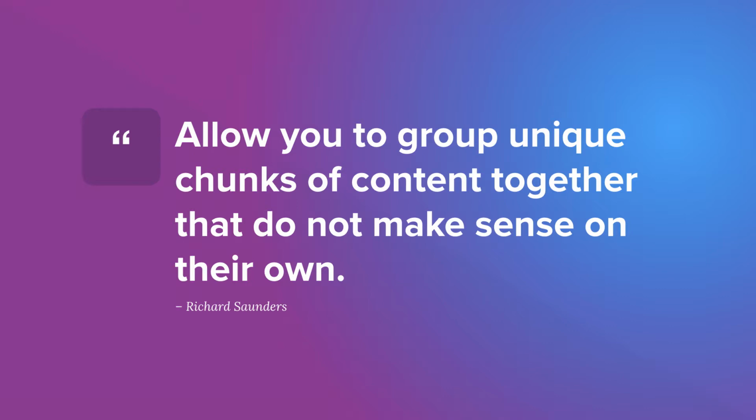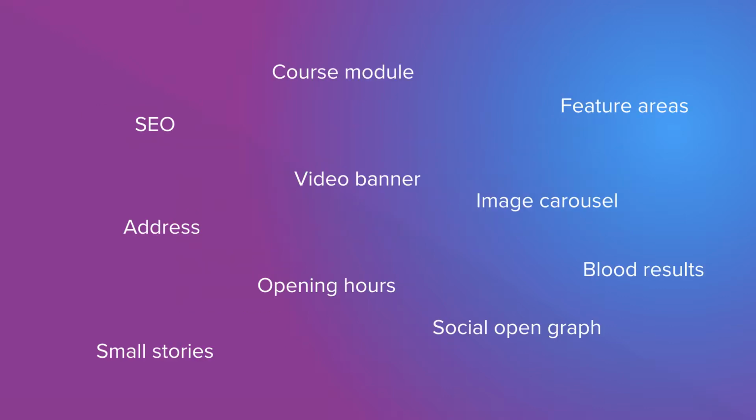So a few examples of this. You might have a course module within a course content type that might contain module name, module description, length of module, so on and so forth. That could be a simple component. A video banner on your homepage might contain the video that's been used, the title text, maybe a subtitle in some cases where it's used, maybe a call to action.